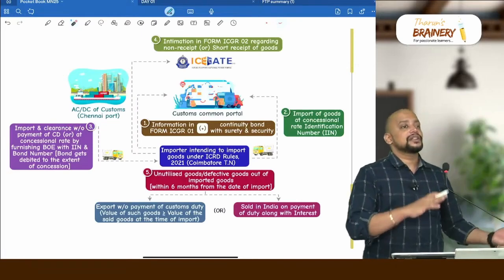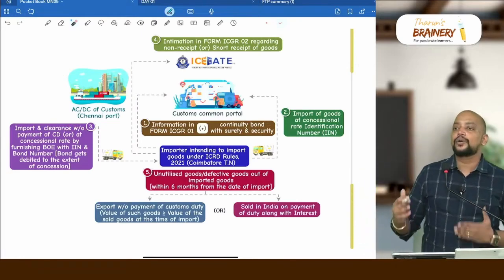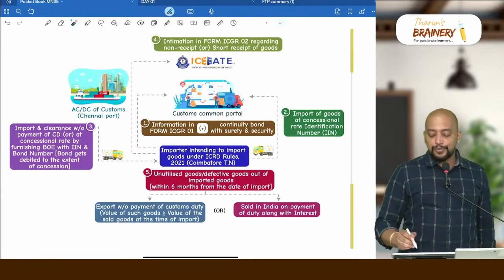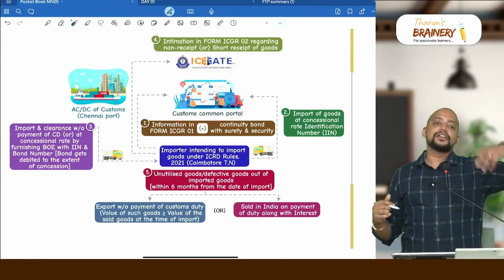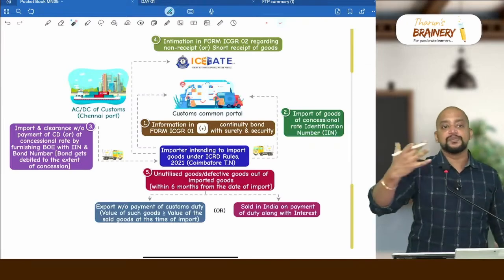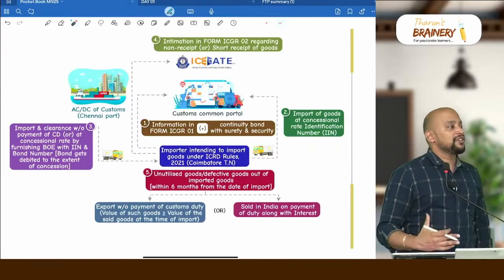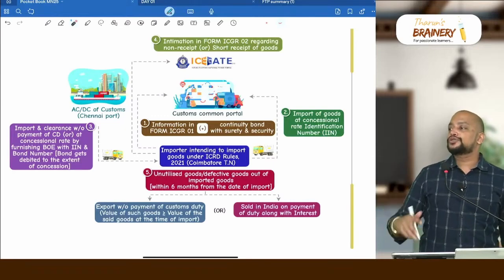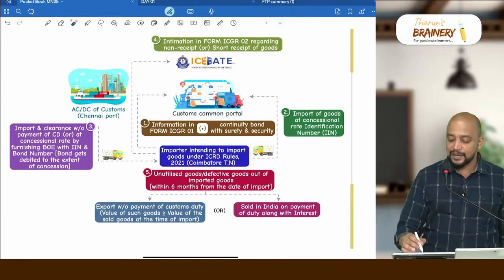And whatever goods are received into his factory in Coimbatore, he needs to intimate if there is any short receipt, because otherwise the portal will assume that whatever quantity he has applied for is being imported. For example, he applied for 10,000 units, but the quantity actually imported is only 8,000 units. The 2,000 units not received need to be intimated.